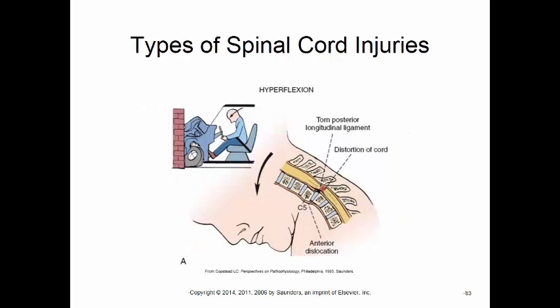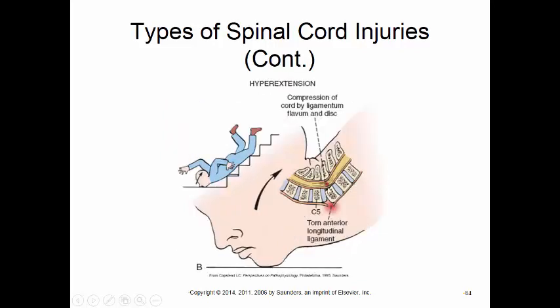So this is a hyperflexion of the vertebrae during an automobile accident. And you can see that the spinal cord is injured here, and the vertebrae is kind of drawn forward and bulging out here. It's causing compression on the spinal cord.